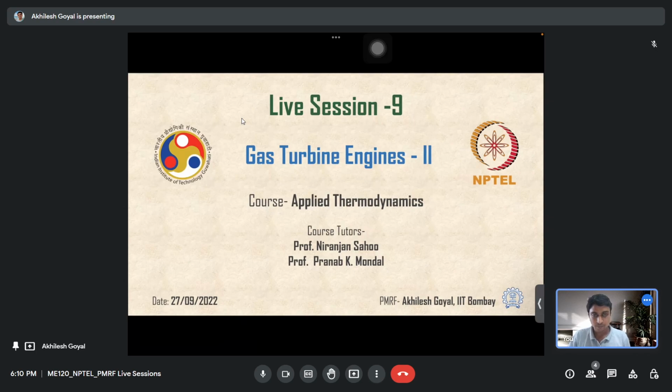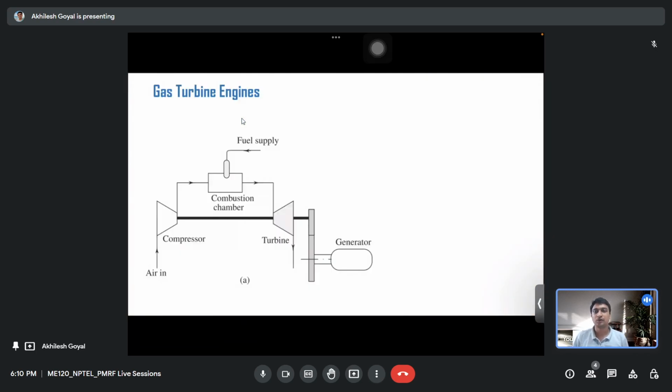Last time we discussed the various parts of a gas turbine engine. That includes a compressor, and a combustion chamber where the fuel is supplied into the compressed air. It burns and the hot gases form the combustion products. These combustion products move to the turbine. In the turbine they expand and release energy that is used, in the case of power plants, to run the generator.